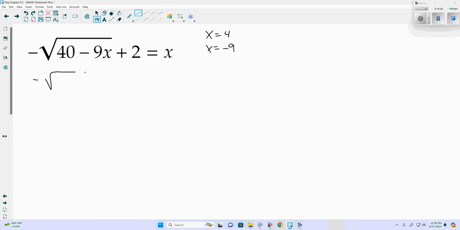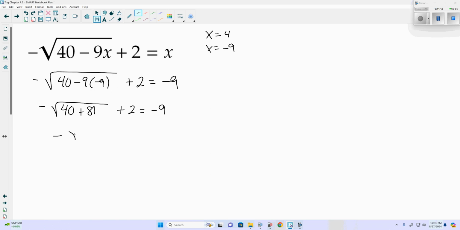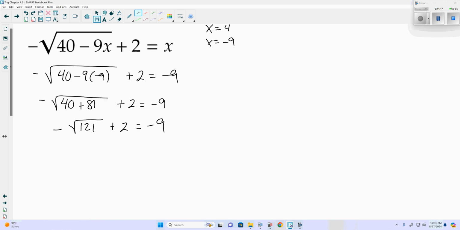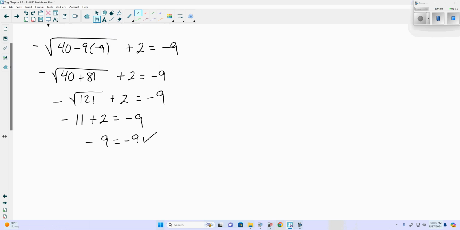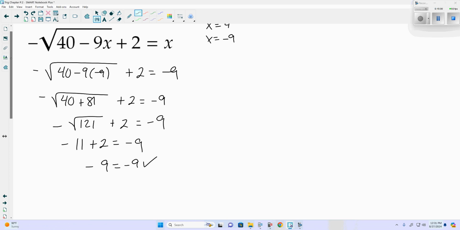So if we check this here, negative square root of 40 minus 9 times negative 9, plus 2, is equal to negative 9. Our negative 9 times negative 9 is going to be plus 81. Here we'd get the square root of 121. All right, guys, let's focus in. Our square root of 121 would be 11, and negative 11 plus 2 would be negative 9. So we do get the correct answer. So negative 9 does work.